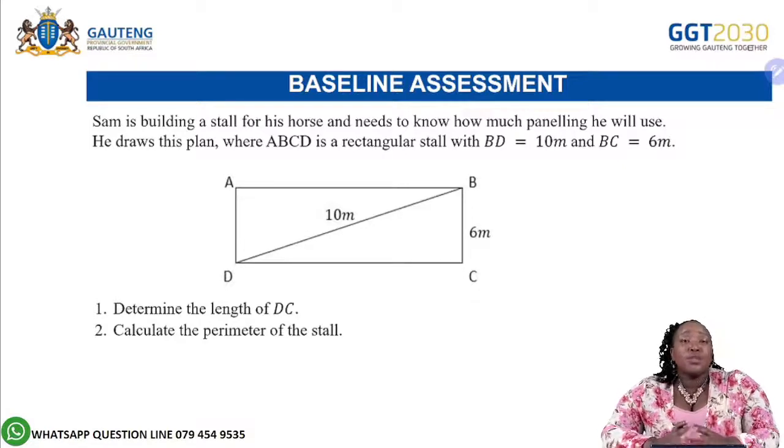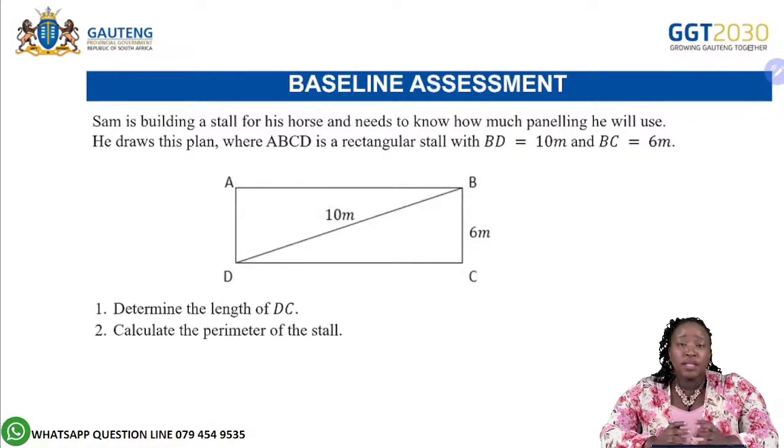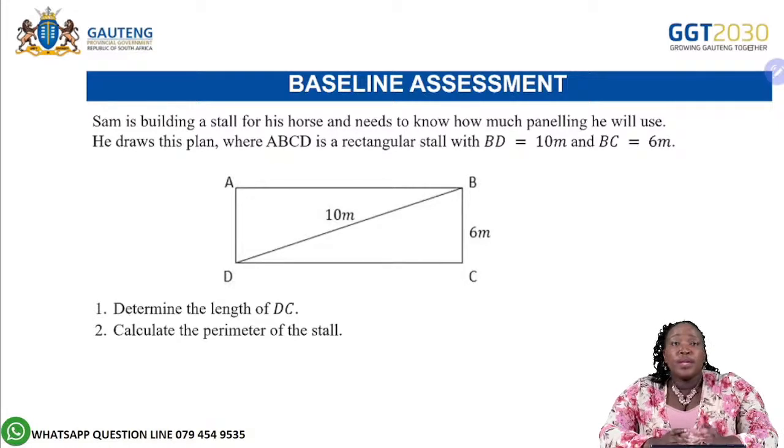Okay, so I'm going to give you time to do the first question. And after that, I'll give you time to do the second one. So you have 3 minutes to answer number 1. And then I'll give you 2 minutes after that to answer number 2. Okay, so you have 3 minutes.